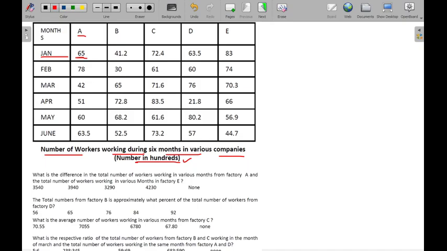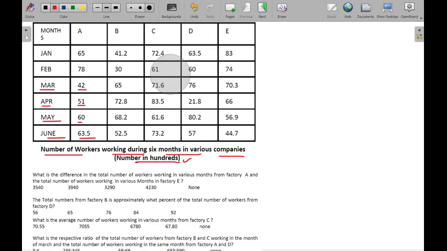In company A in the month of Feb, 7,800 people. In the month of March in company A, 4,200 people were working. Month of April in company A, 5,100 people were working, and so on and so forth. In the month of Jan in company B, 41.2 people were working. In company C in the month of Jan, 72.400 people were working. This is how you interpret the table.